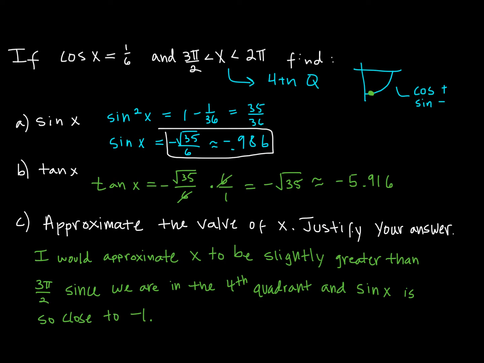All right, here we are applying the Pythagorean identity. We're told that the value of x is between 3 pi over 2 and 2 pi, which is in the fourth quadrant. In the fourth quadrant, cosine is of course positive, and sine is going to be negative.